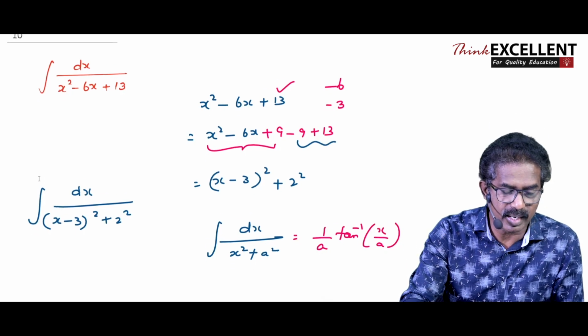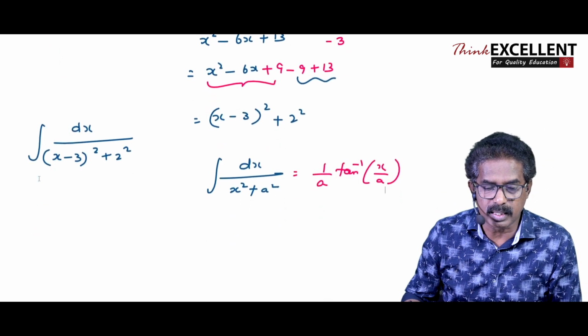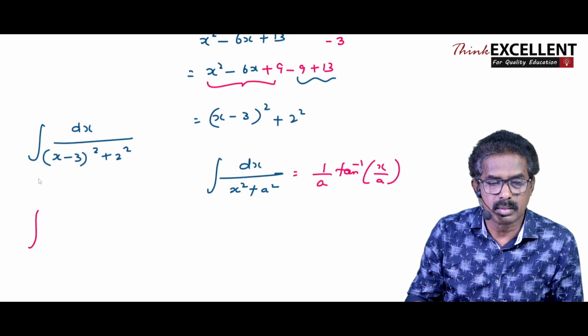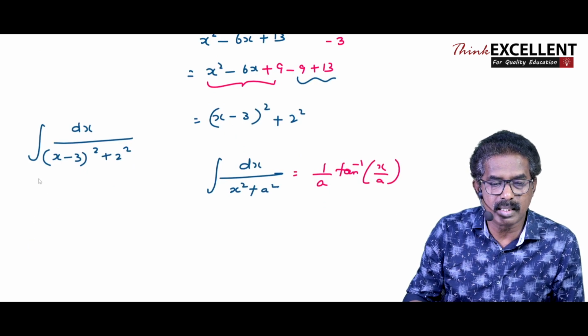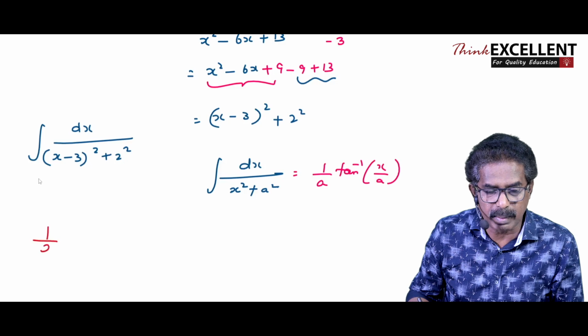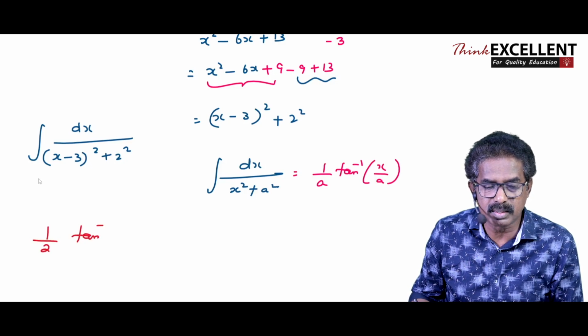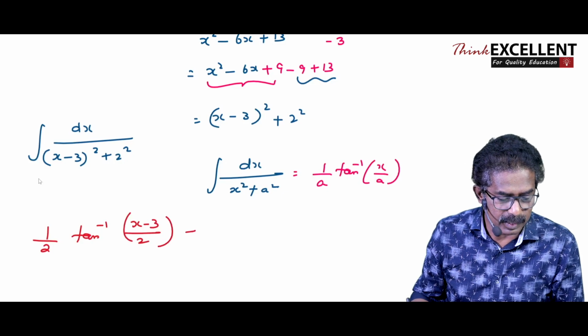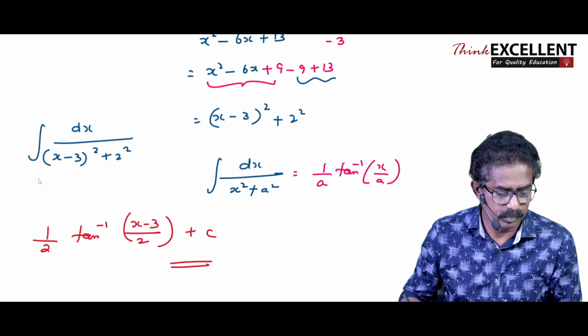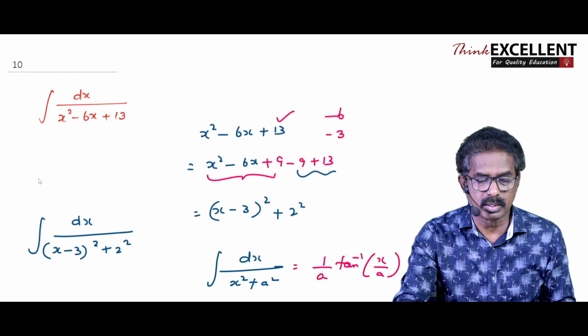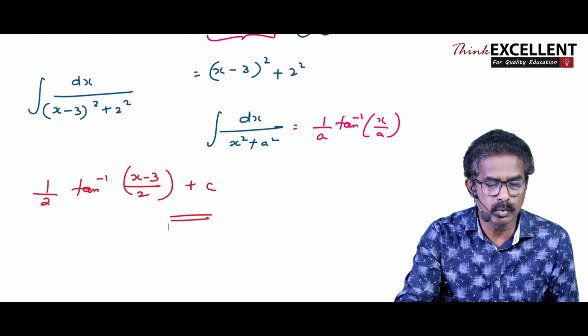So when you apply this, with a value 2, it is 1 by 2 tan inverse x by a, that is (x minus 3) by 2, plus c. Okay, this is your answer. Now let's move on to the next question. Question number 11.